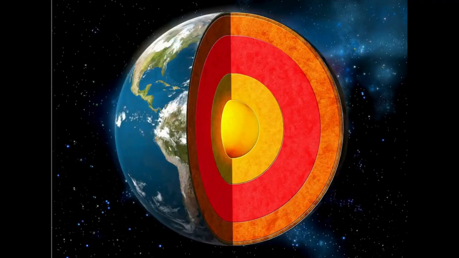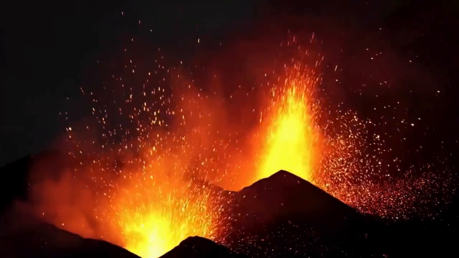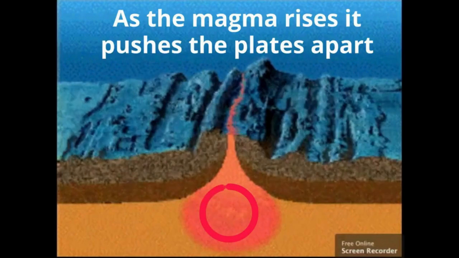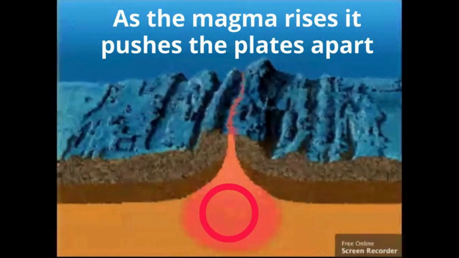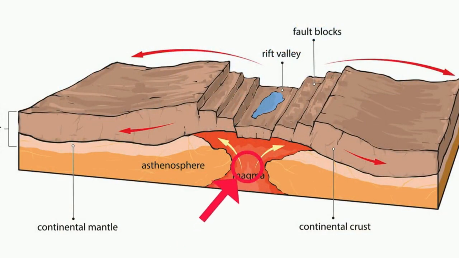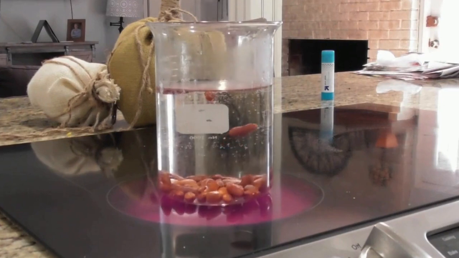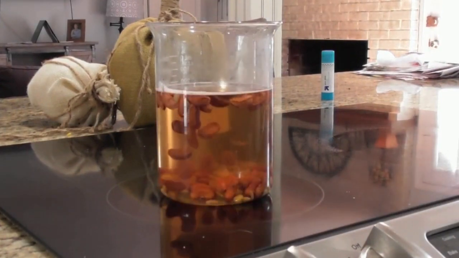The core of the Earth is extremely hot, and it's so hot it turns rock into liquid called magma. The hottest magma rises upward, and as this magma reaches the surface, it cools and sinks back down. This creates a convection current. The convection currents are similar to the movement of these beans. Notice how the beans rise, cool, and then sink back down.